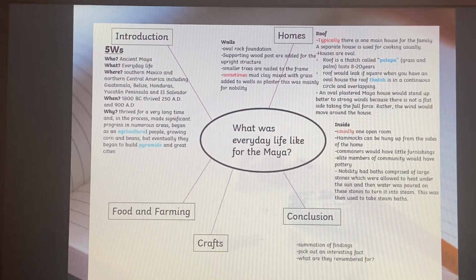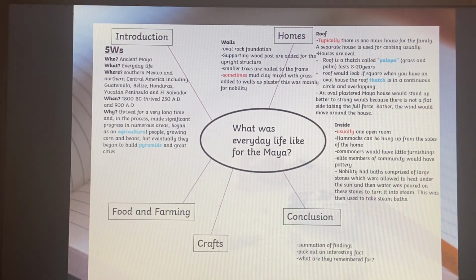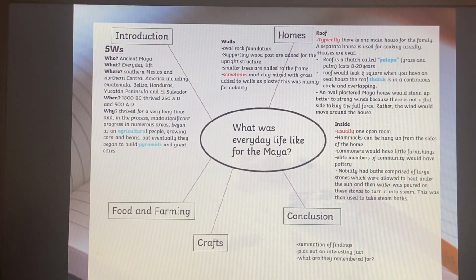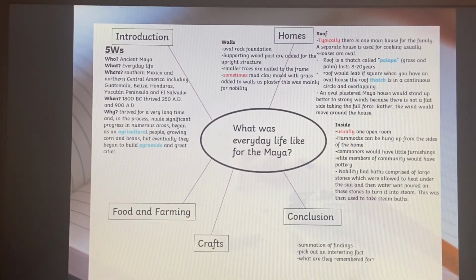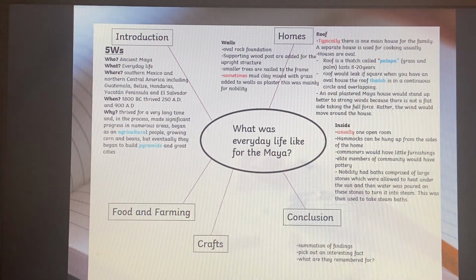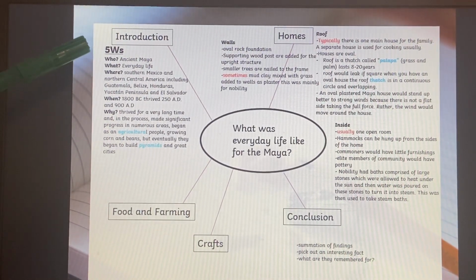So what I've got next is just a quick example of a spider diagram that I've included. So I can see in the middle that this topic is about the everyday life of the Maya. I've written it as a question. Okay, so that kind of gives you the idea that I'm going to answer that question within my article. I've got my introduction here, which looks at the 5 W's.